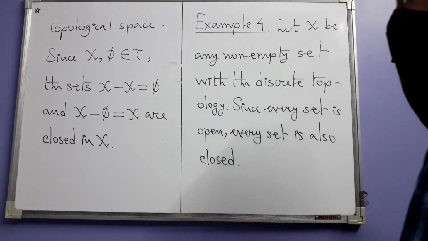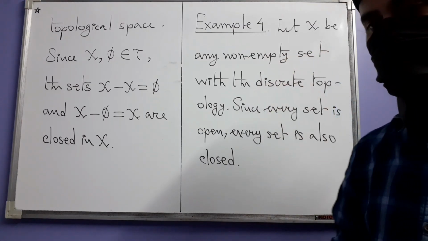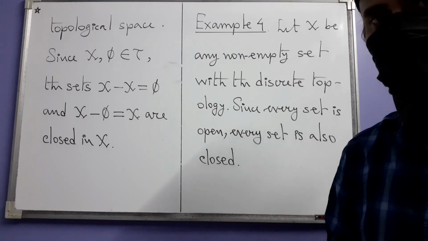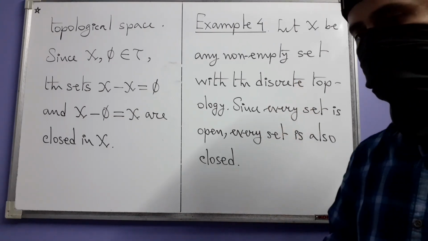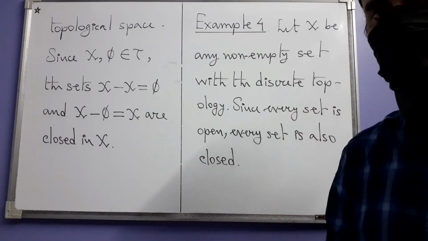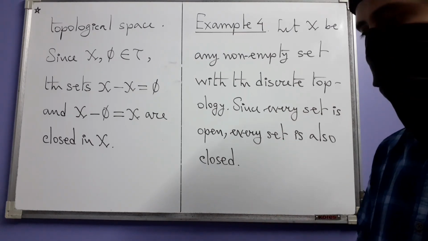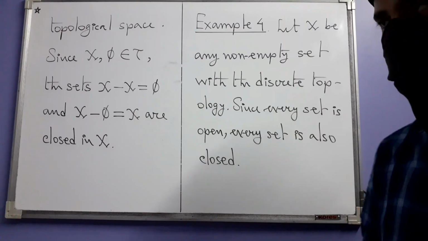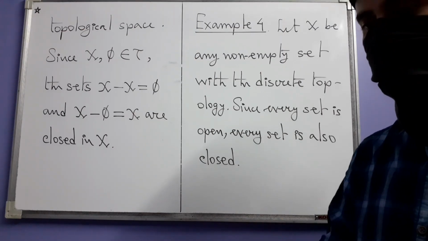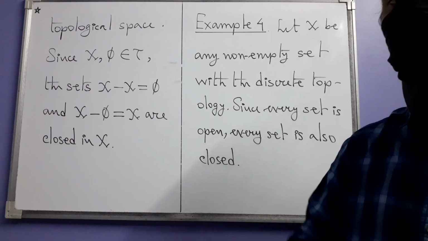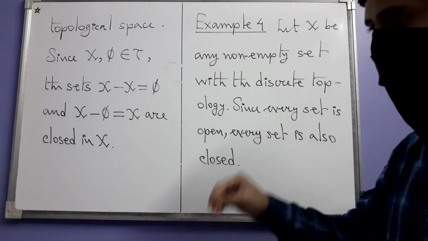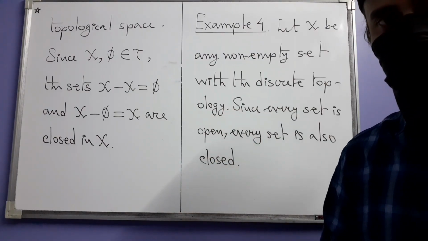Example 4 next. Let X be any non-empty set with the discrete topology. You already know the definition of the discrete topology. That equals the power set of X. That means every set is open in this topology. And closed sets are complements of open sets. Because every set is open, every set is also closed, because every set is the complement of its complement, which is open.